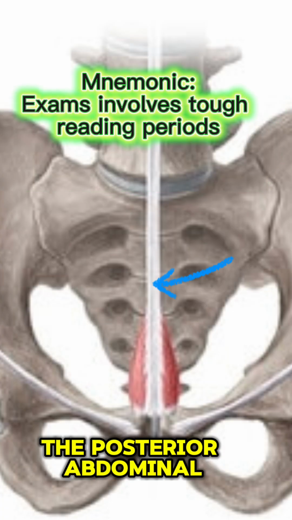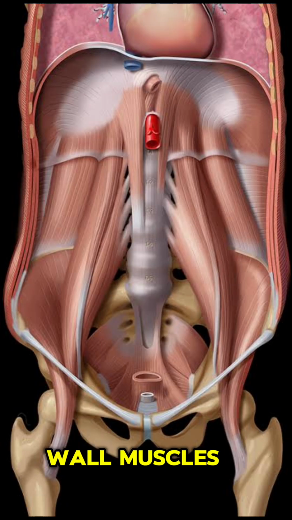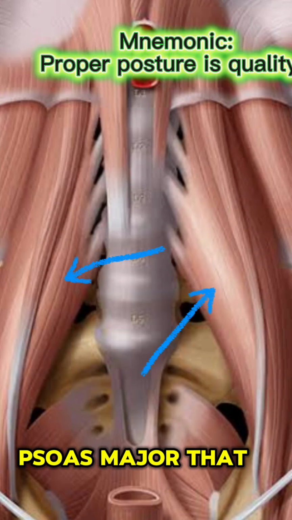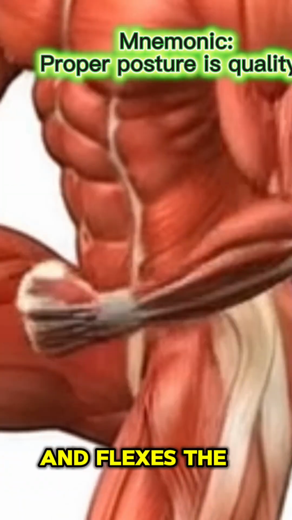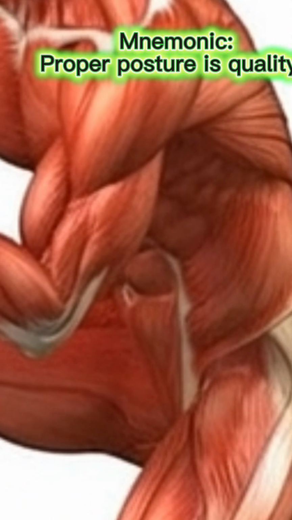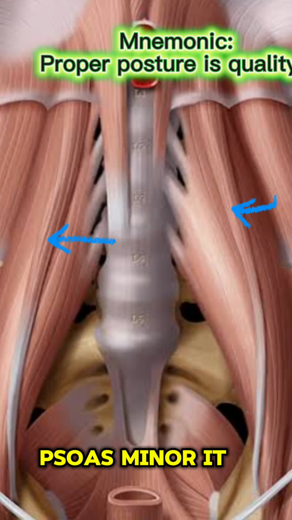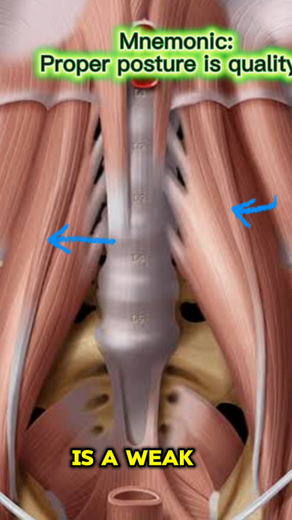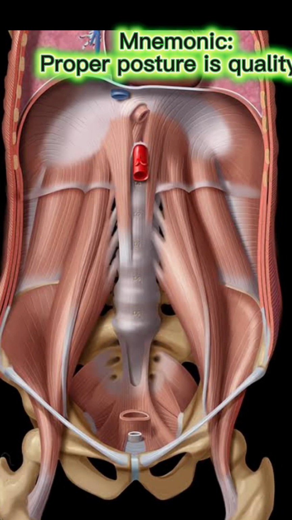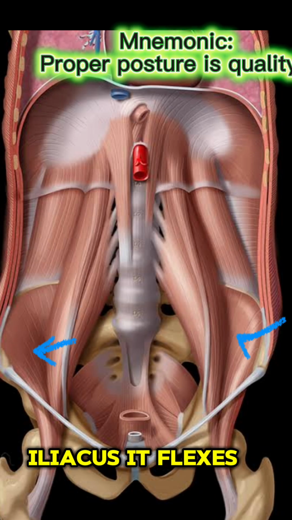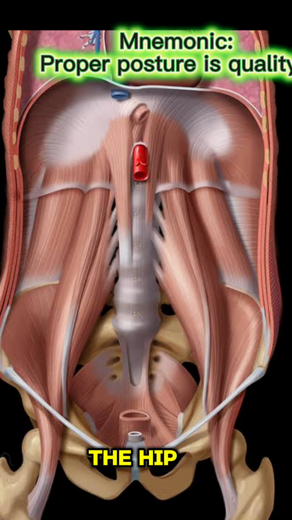Let's look at the posterior abdominal wall muscles. One is the psoas major, that flexes the hip and flexes the trunk. Here is the psoas minor. It is a weak trunk flexor. This is the iliacus. It flexes the hip.